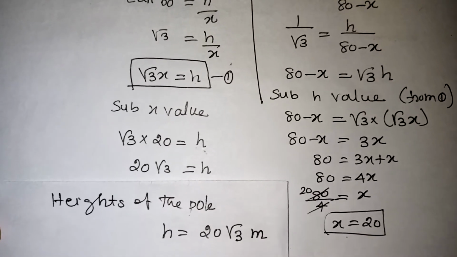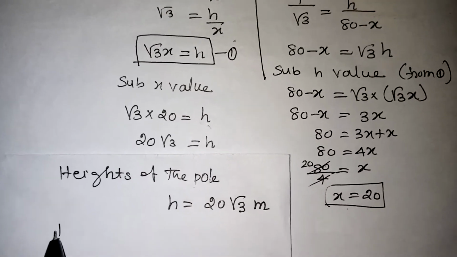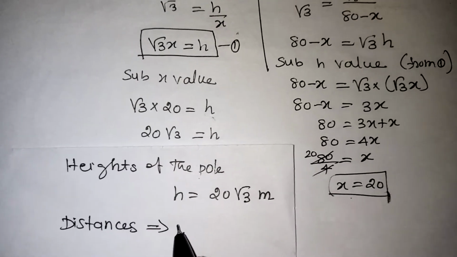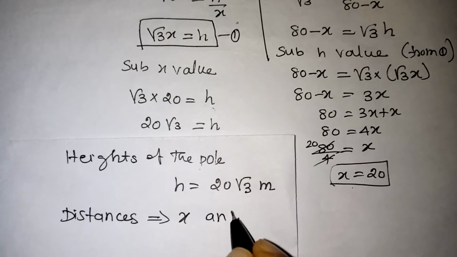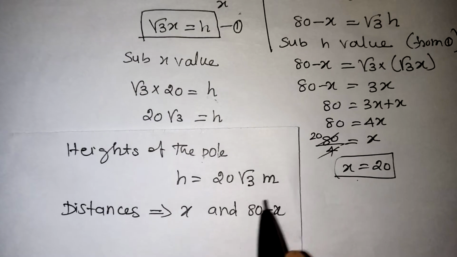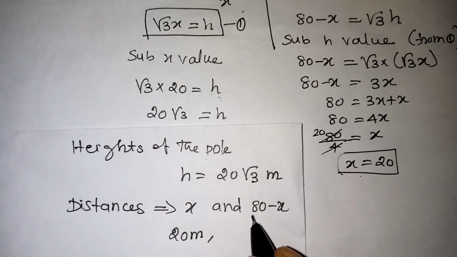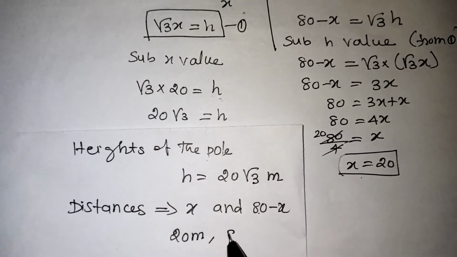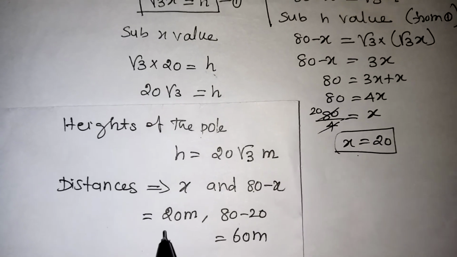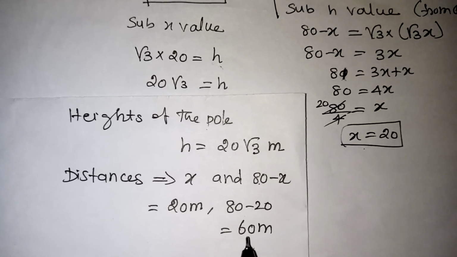Now they have given one more question. They are asking the distance of the point from the poles. The distances we have taken are x and 80 minus x. Now in the place of x we got 20. So the first pole is 20 meters away and the second pole is 80 minus 20, which gives you 60 meters. The two poles, one is at a distance of 20 meters and the other pole is at a distance of 60 meters. So that is your correct answer.